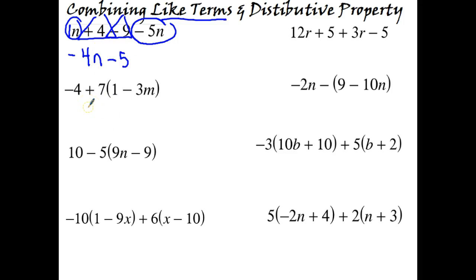Okay, is there anything to solve? No. You know why? Because we're missing an equal sign. I knew somebody knew. Thank you so much.